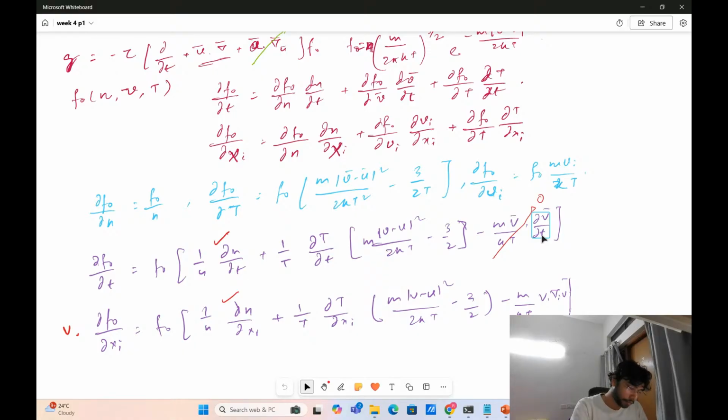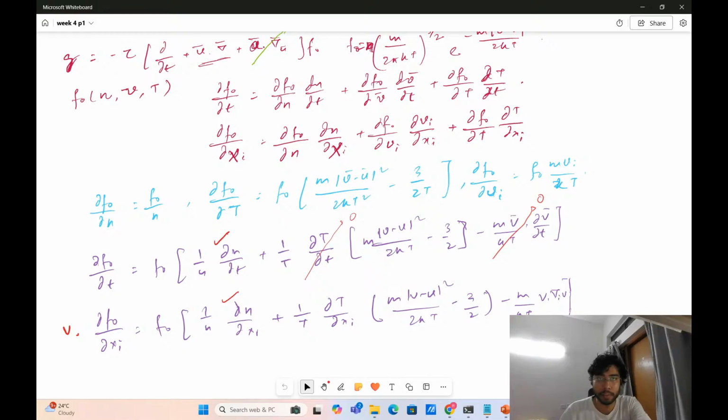And we just assume that there is no change in temperature with time. So steady state, so this will also cancel. Now we are left with only these two terms, right? And remember, there is a v dotted with this thing. So if you see this term, v dotted with this term will be equal to the first term in the equation that we had over there.